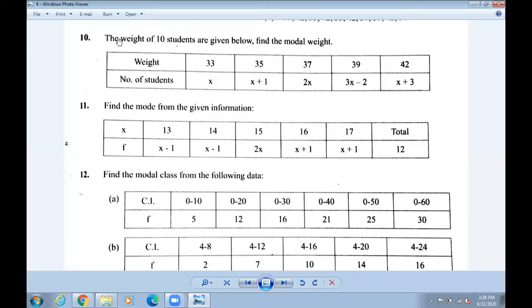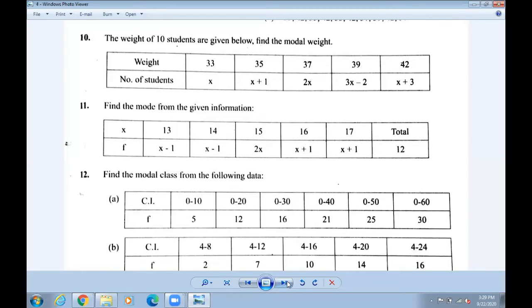So how many students are there altogether? The weight of 10 students. That means if you add all these numbers, x plus 1 plus 2x plus 3x minus 2 plus x plus 3, all five terms are added. The addition of these numbers is how much? 10. That means how many students are there altogether? The total number of students is 10. So if we add all these numbers, it will be equal to 10.